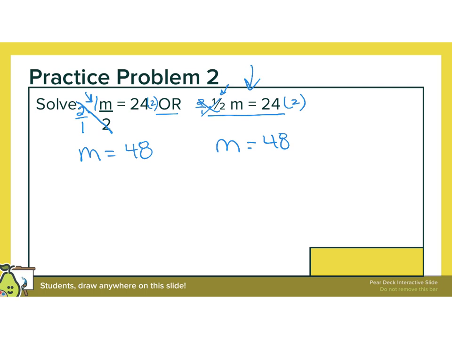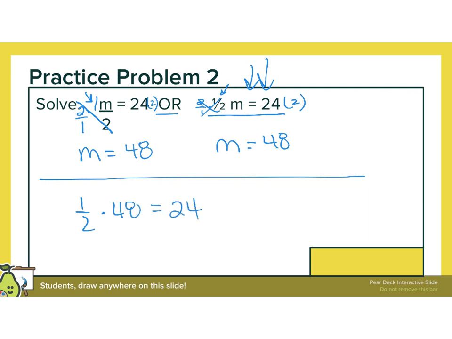So I'm going to check it. I'll check down here. I'm going to check by plugging into the second one. So 1/2 of 48, right? That's just 48 divided by 2. If you need to work it out, 2 is 4, 8 is 4. So 24 equals 24. So yes, write the answer in the box. And that's it.